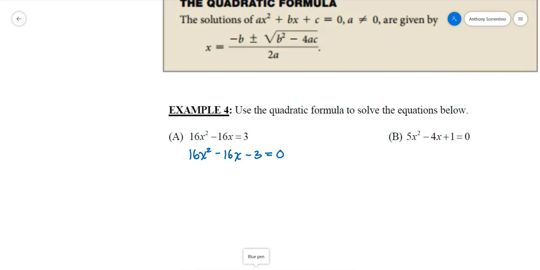And now I'm able to use the quadratic formula because I now have a proper A, B. Notice that B is a -16 and C is a -3. Those signs are important because now when I go to use the quadratic formula, x is going to equal, the negative is part of the formula, b is negative 16.